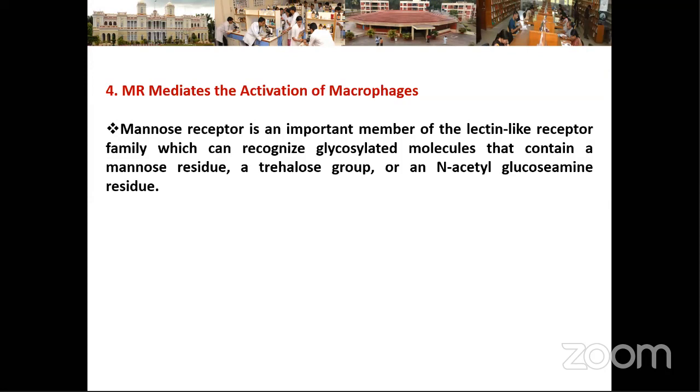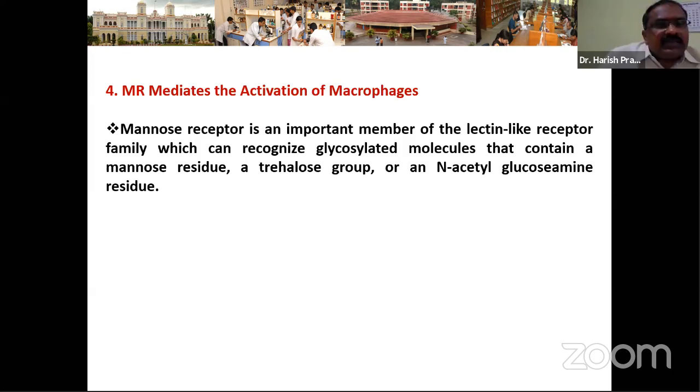This receptor resembles lectin protein, and lectin is a protein which binds a lot of carbohydrate moieties, a well-known carbohydrate-binding protein. It especially recognizes mannose residues, and it can also recognize glycosylated molecules which contain fucose groups or N-acetyl glucosamine residues.